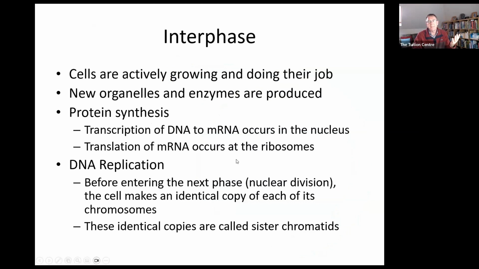So what happens in interphase then? Like I said, they're just doing their thing. They're doing their job. They're actively growing. They're metabolizing. They're making new cell organelles as they get bigger. They're producing the enzymes that are needed to do all that.